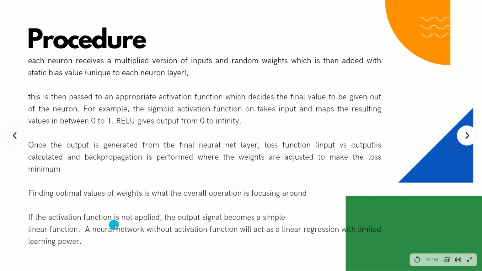Now, what is the use of activation function? One, I told you that when you pass through an appropriate activation function, it decides the final value which needs to be given out of that particular node. Further, we can say that if the activation function is not applied, then the output will become a linear function. So if you are forming a neural network, or you want to do predictions using a neural network, and you are not using an activation function, that means you are simply running a linear regression with limited learning power.